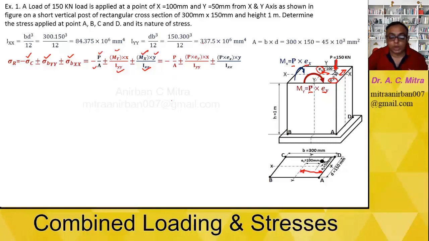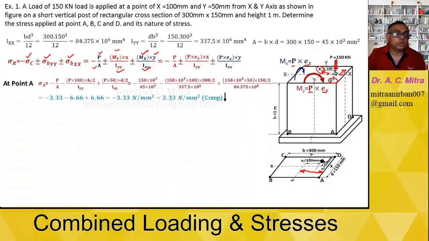Now we check one by one. First we took point A. What is the formula of point A? The generalized formula is written above. The same formula we have written here also. Sigma A at point A is minus P by A. Compressive stress is always applied at each and every point in the downward direction only. So this is the sigma c at each and every point. Just talking about A, B and C, D, these are the compressive stresses. It will be downward. And how to find it? It will be P by A, a negative value.